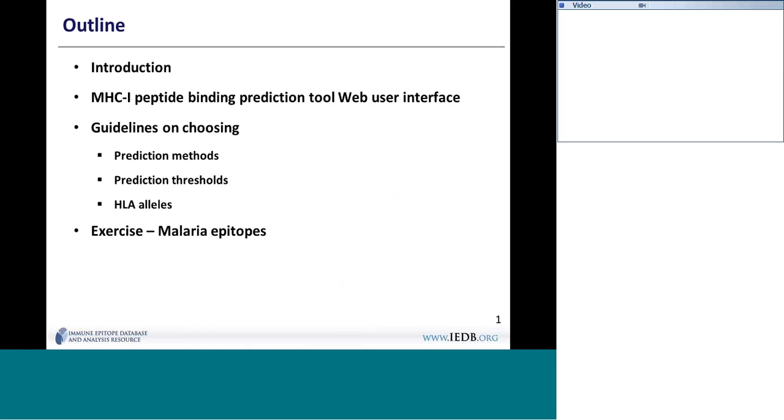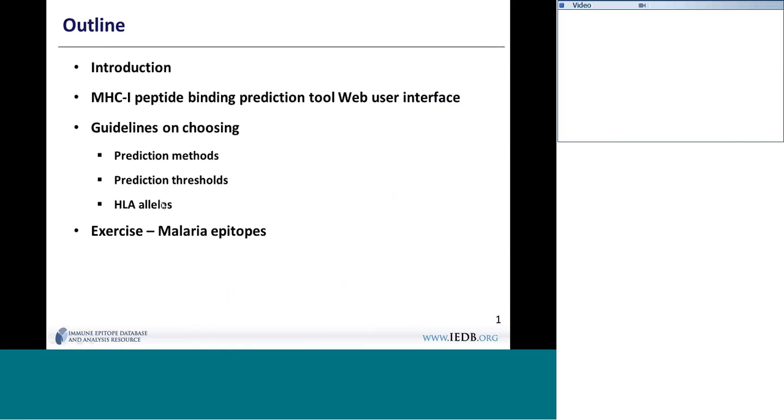So this is basically a timeline of what I'm going to talk about. I will give a short introduction to MHC molecules, even though most of you know quite a lot about that. Then I will present the user interface of our MHC-I prediction tool. And after that, we will also discuss a little bit of how to choose between all the different prediction methods that are available, and how do you choose a threshold to define what is a binder and what is not a binder, in order to select your potential epitopes.